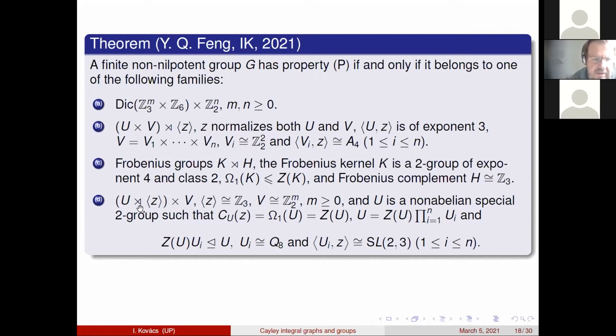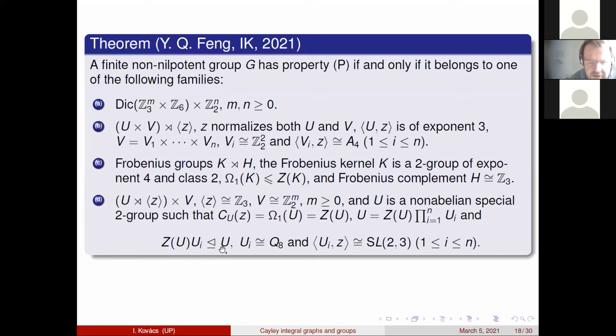And class 4 is very similar to class B in my eyes, and it's also clear from the proof why. It's a semi-direct product of a non-abelian special 2 group with a cyclic group of order 3, plus a direct product with an elementary abelian 2 group. And also, we have this extra condition that the centralizer of Z in U is exactly the group generated by involutions in U, which is the center of U. We can write U as a product of the center with n subgroups, and these n subgroups satisfy the following conditions.